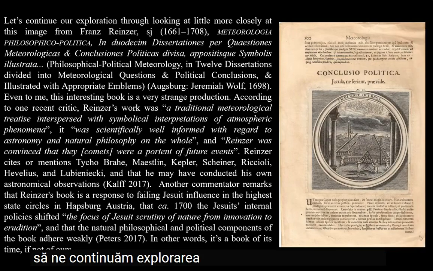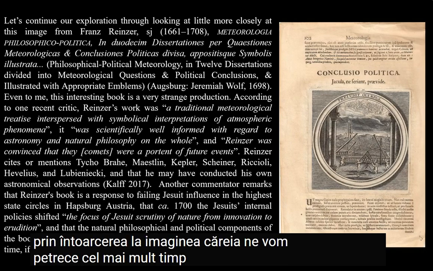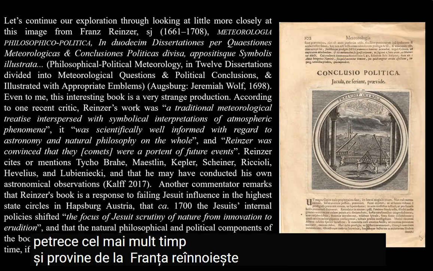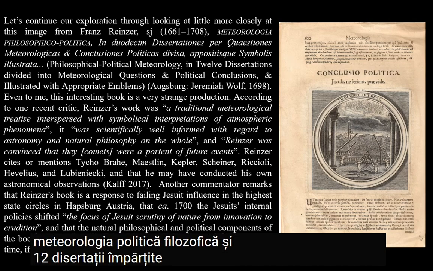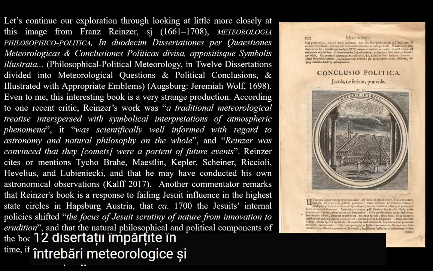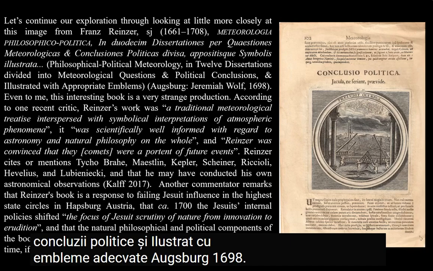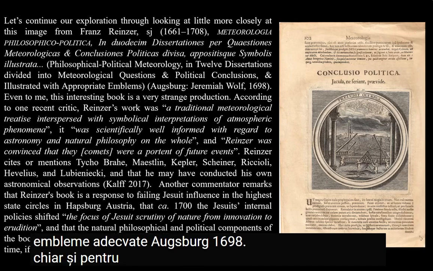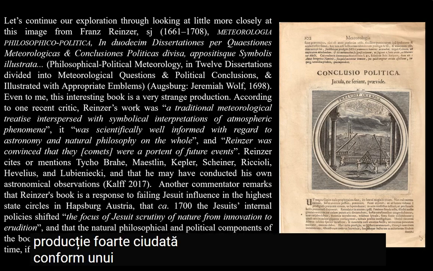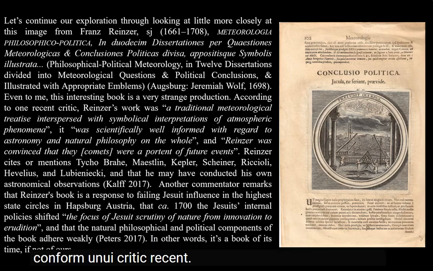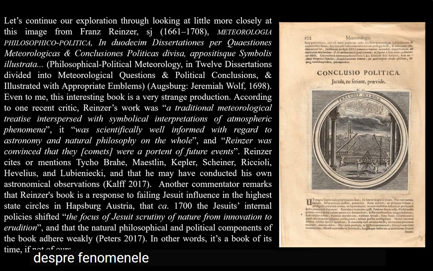Let's continue our exploration by turning to the image we're going to spend most time on. It's from Franz Reinzer's Philosophical Political Meteorology in 12 dissertations divided into meteorological questions and political conclusions, and illustrated with appropriate emblems. Augsburg, 1698. Even to me, this interesting book is a very strange production. According to one recent critic, Reinzer's work was a traditional meteorological treatise interspersed with symbolical interpretations of atmospheric phenomena.